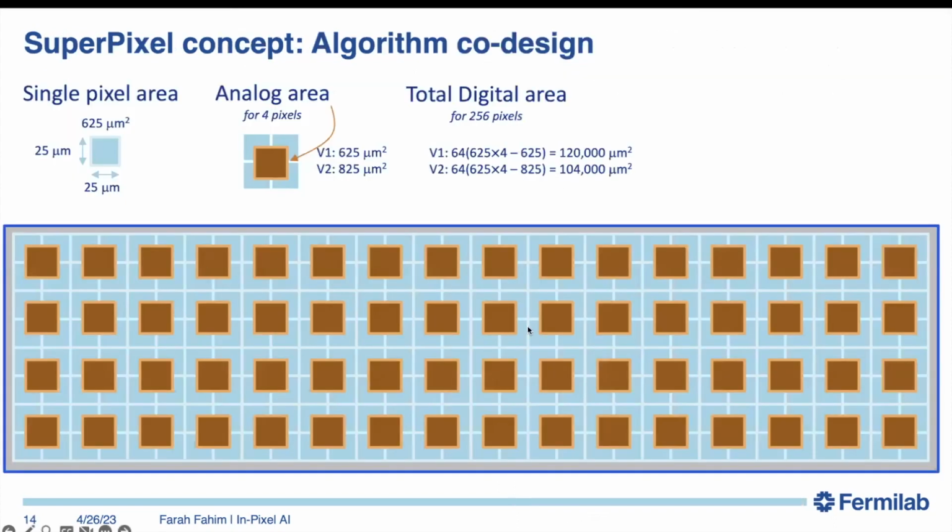Okay, so this is basically the concept of the implementation. We have a single pixel, which is 25 micron by 25 micron. 4 pixels are grouped together. We have an analog island where the analog signal processing is happening, and the blue area is where the digital data processing is happening. We have 2 different versions of the pixel front end, each occupying a slightly different area, but in general we have roughly 0.1 millimeter square area to deploy our entire algorithm for cluster selection inside this superpixel area.